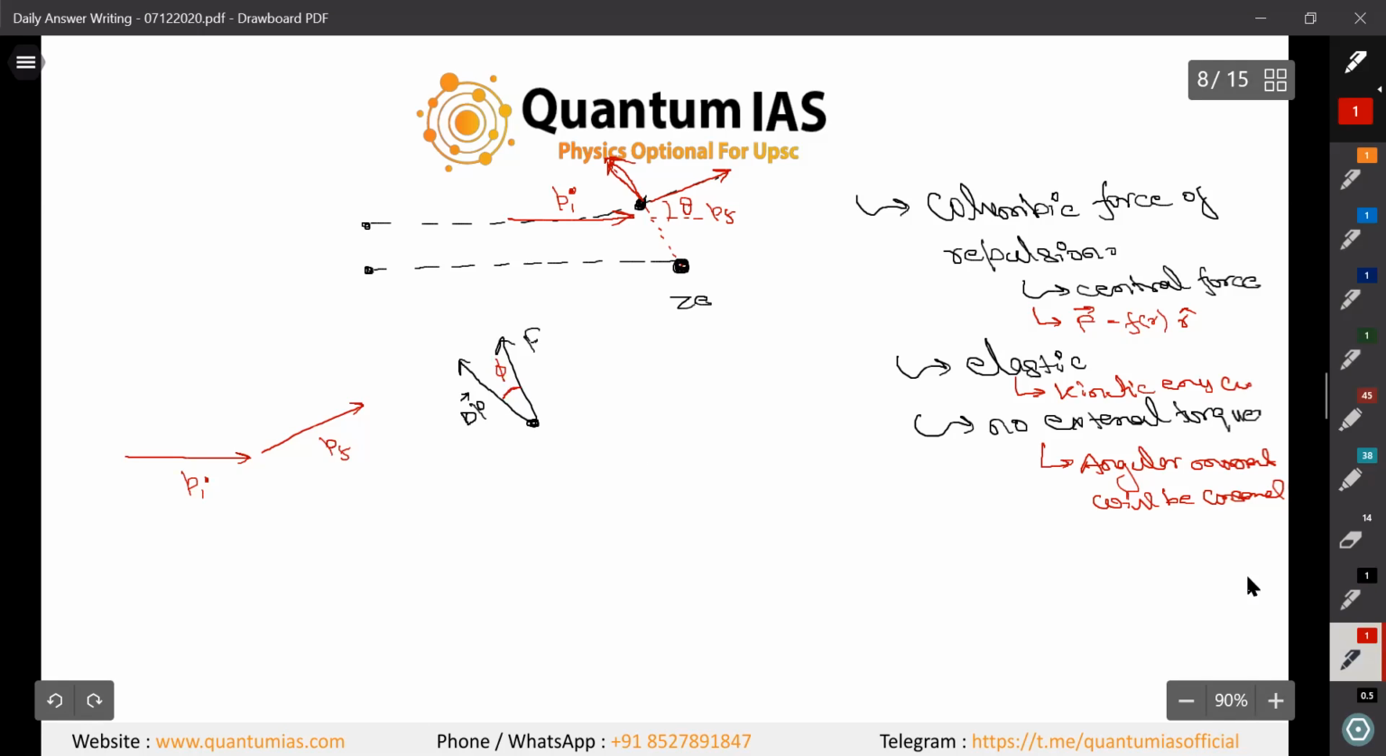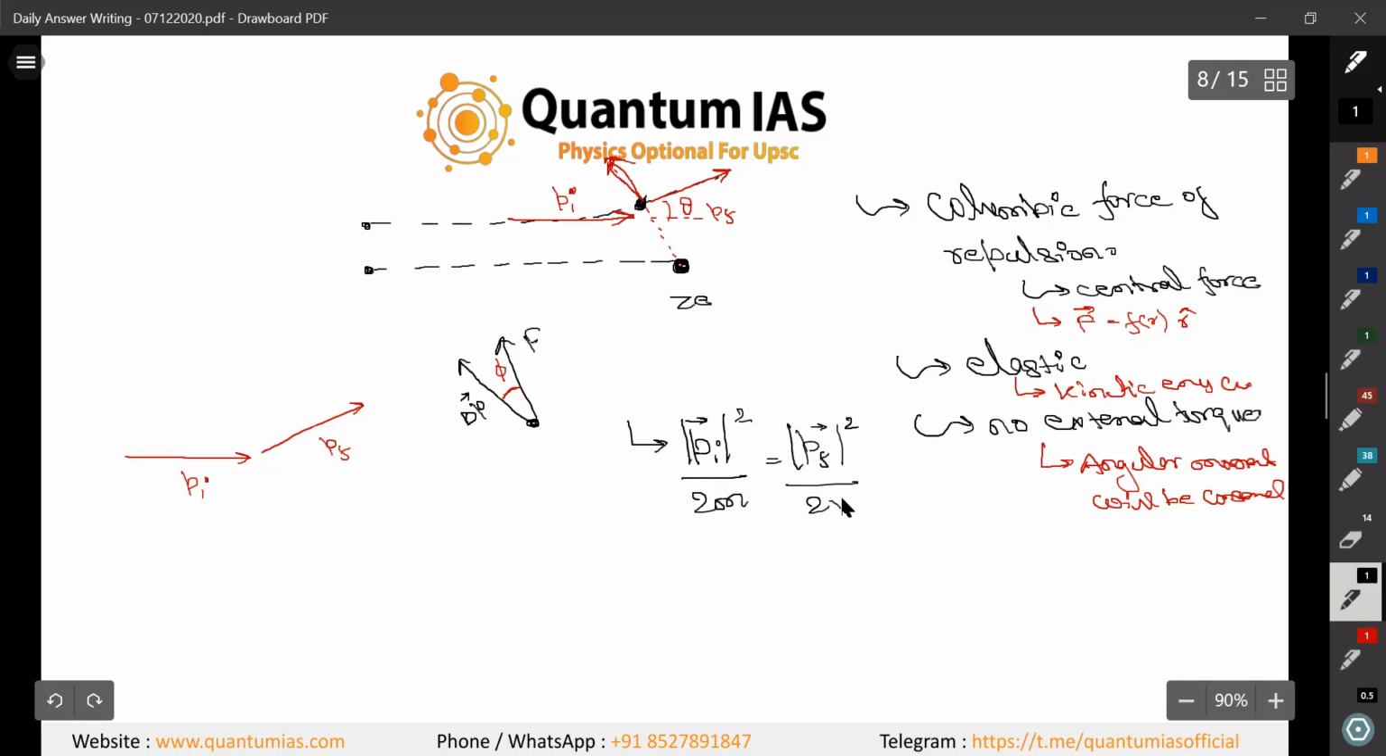Now one thing I need to clarify here is that the kinetic energy is conserved. So if kinetic energy is conserved, we can write p_i squared by 2m is equal to p_f squared by 2m. Let's suppose the mass of this alpha particle is m. So it gives us that modulus of p_i is equal to p_f. Both of them are equal.